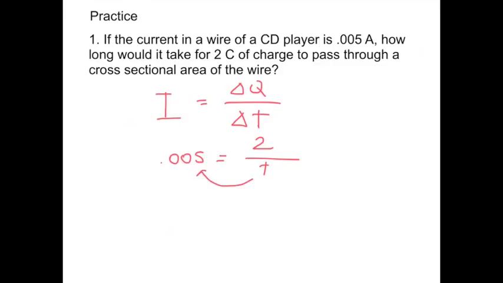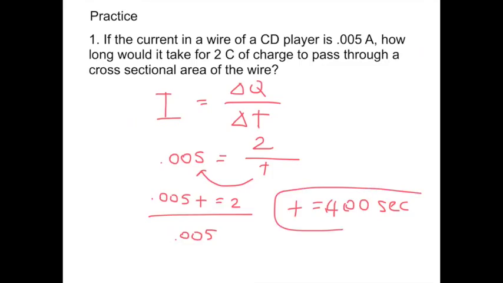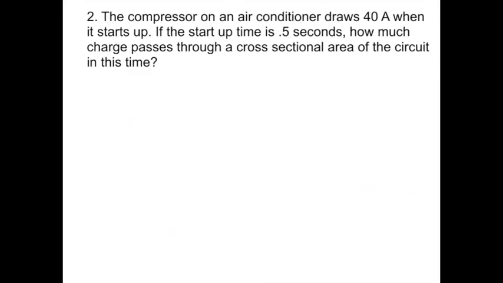So if I multiply T over to the left side, I get 0.005 T equals 2. By dividing both sides by 0.005 to isolate T, I find that the time it would take is 400 seconds. Number 2. The compressor on an air conditioner draws 40 amps when it starts up. If the startup time is 0.5 seconds, how much charge passes through a cross-sectional area of the circuit in this time? So we're using the equation again, I equals delta Q divided by delta T.